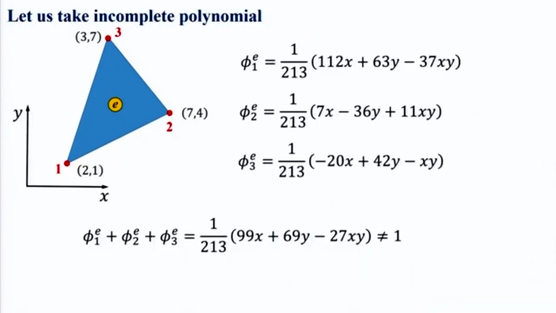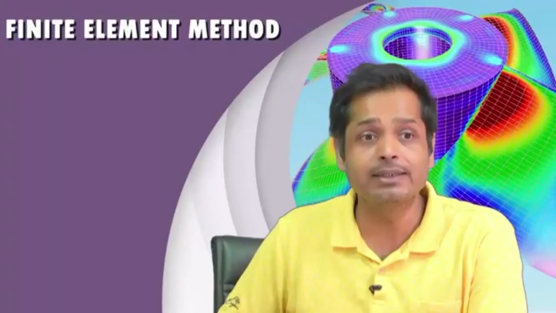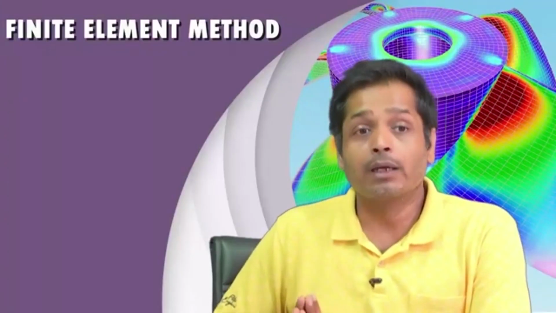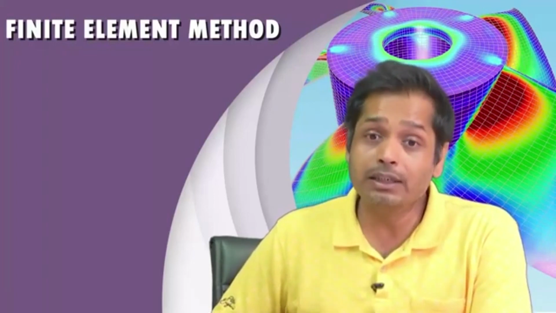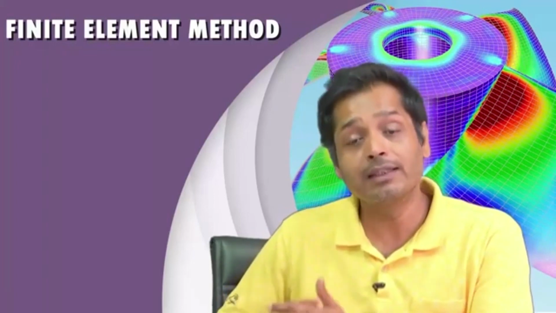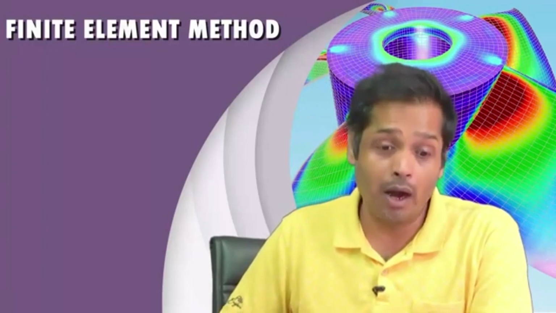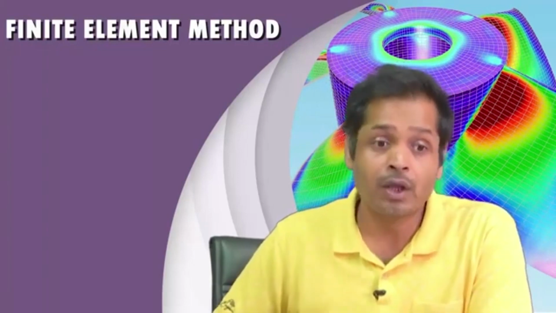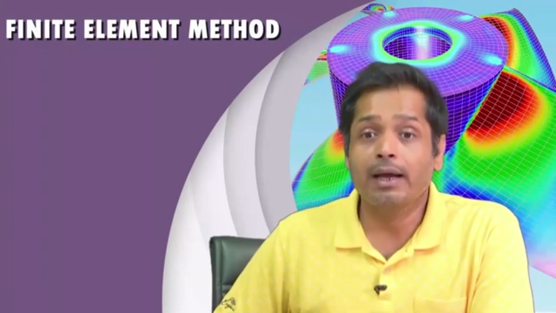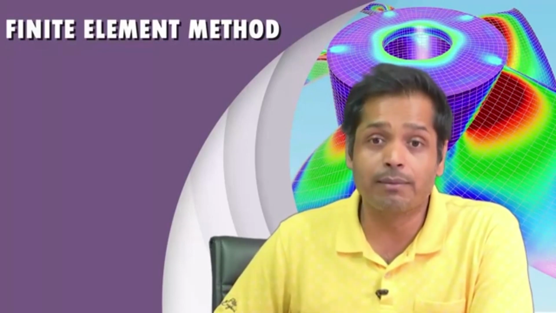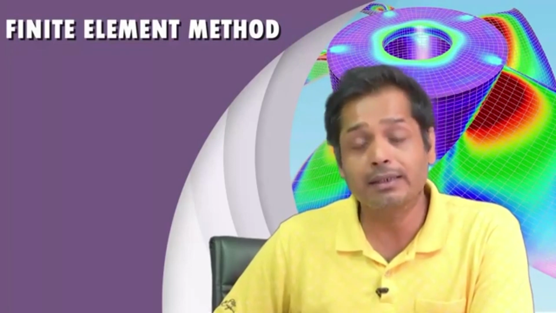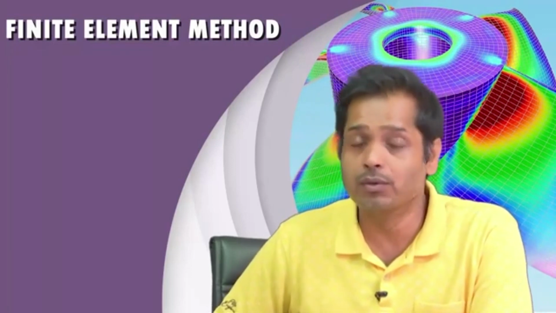Next class, with this understanding that completeness is important, and continuity at the element level and the global level, and how to look at continuity, we will take some other two-dimensional elements and derive shape functions for those elements.